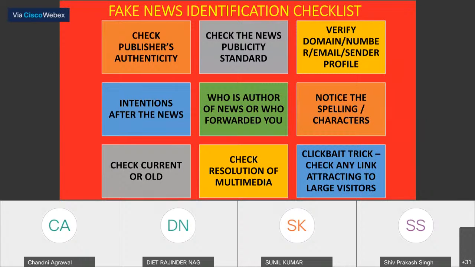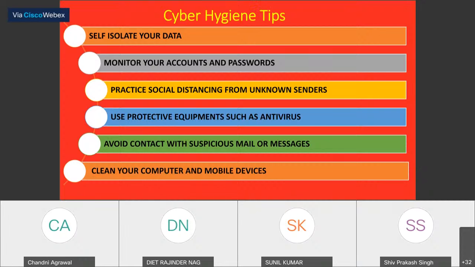Then these are cyber hygiene tips. Like in COVID, we had a campaign like "दो गज की दूरी है जरूरी जब तक दवाई नहीं आती". So these are some of the cyber hygiene tips. Like self isolate your data, which means don't share with unknown people.